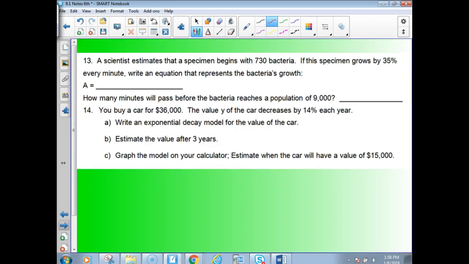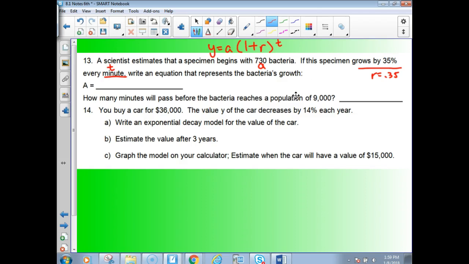A scientist estimates that a specimen begins with 730 bacteria. So it's going to be a times 1 plus r to the t, since it's growing. That'll be our format. This is your a. If the specimen grows by 35%, r would be 0.35 then, every minute, that's your t, time is in minutes. Write an equation that represents the bacteria's growth.